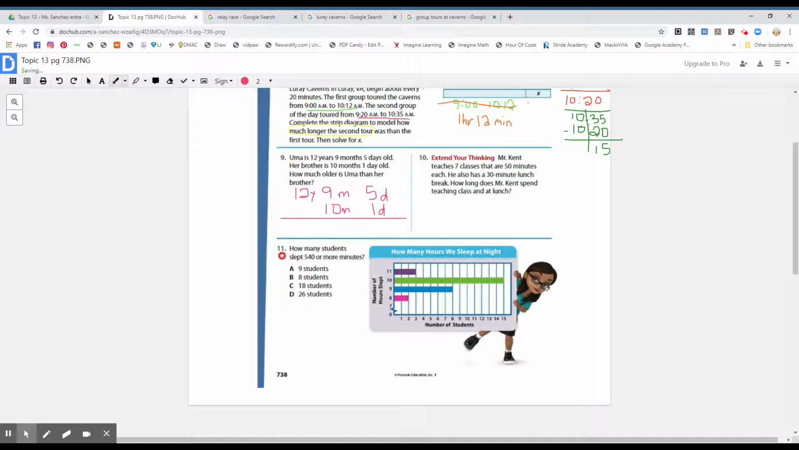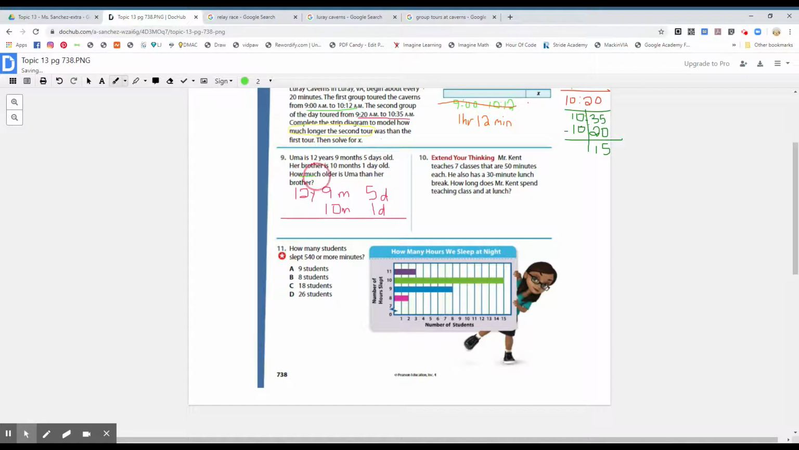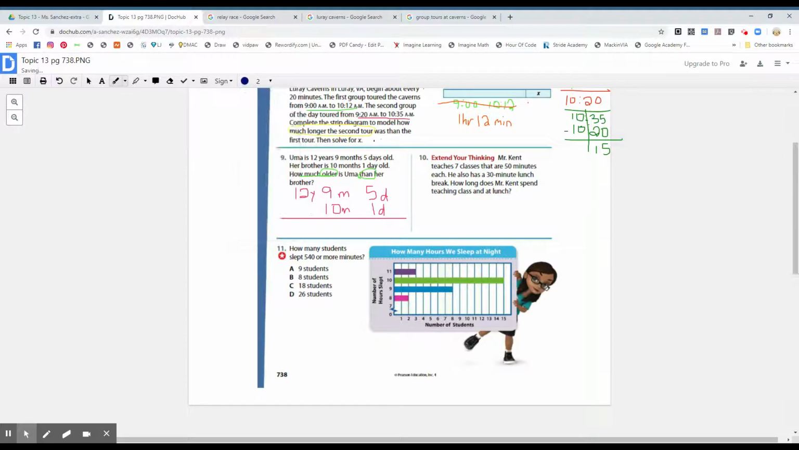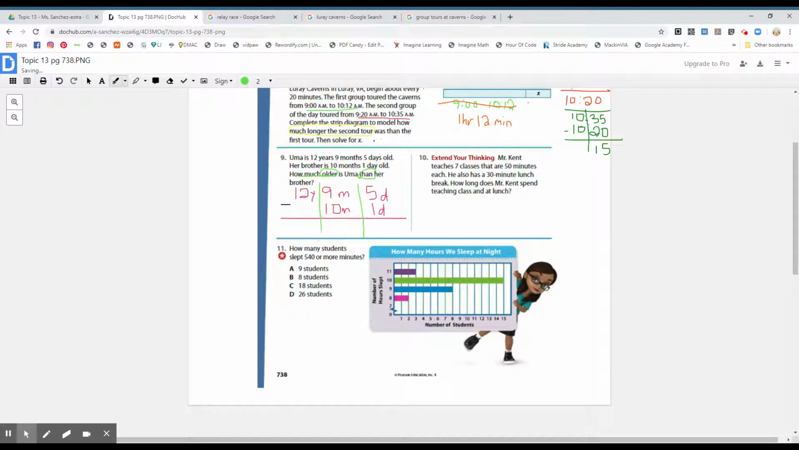Ooh, better. All right. So, boys and girls, if they want to know how much older is Uma than her brother? We've seen words like that before, boys and girls. Taller than, older than, smarter, faster than. When we're comparing, boys and girls, what is the operation? Who remembers what that operation is? If you said subtract, good job. All right, boys and girls, remember, please keep your units separate, the days, the months, and the years. And you're going to have to regroup, boys and girls.